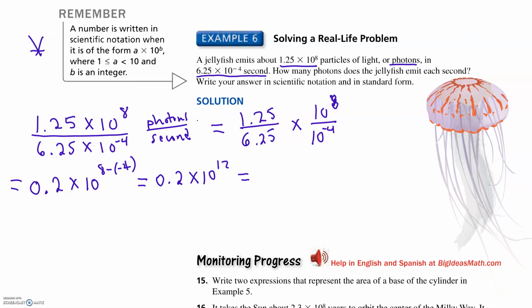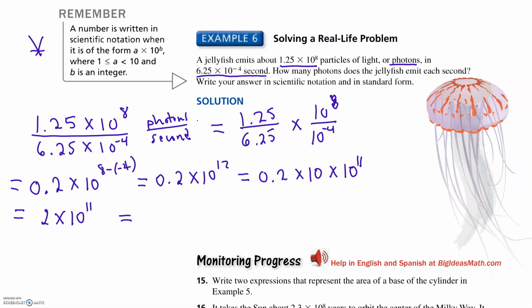That is not scientific notation, so we need to adjust a little bit. So 0.2, I need to turn that into a 2. I can do that if I multiply by 10. So I'm going to take the 10 to the 12th, write it as 10 times 10 to the 11th, and then I have 2 times 10 to the 11th photons every second.